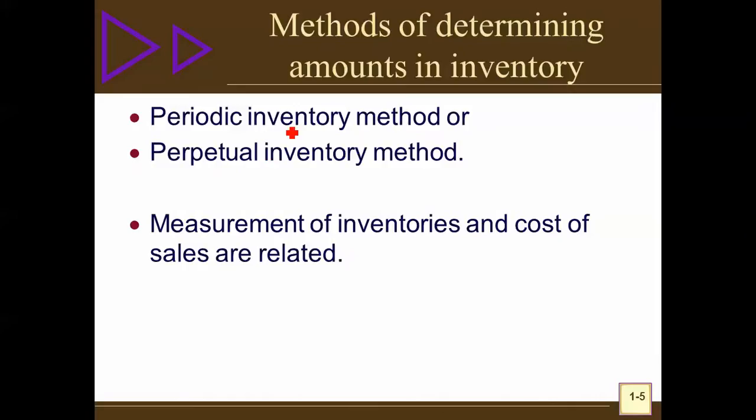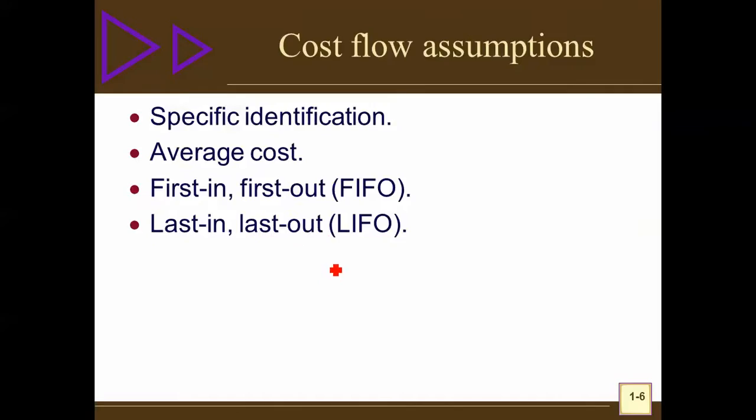There are two ways in which we determine inventory: the periodic inventory method and the perpetual method. We'll talk more about them. Right now we want to talk about the measurement of inventories and the costs of sales that are related. First of all, the cost flow assumptions, and we'll talk more about these later. There are four: specific identification and average cost, which we will mention, but they're not that important. What's important is the FIFO method, first in, first out, and the LIFO method, last in, first out.